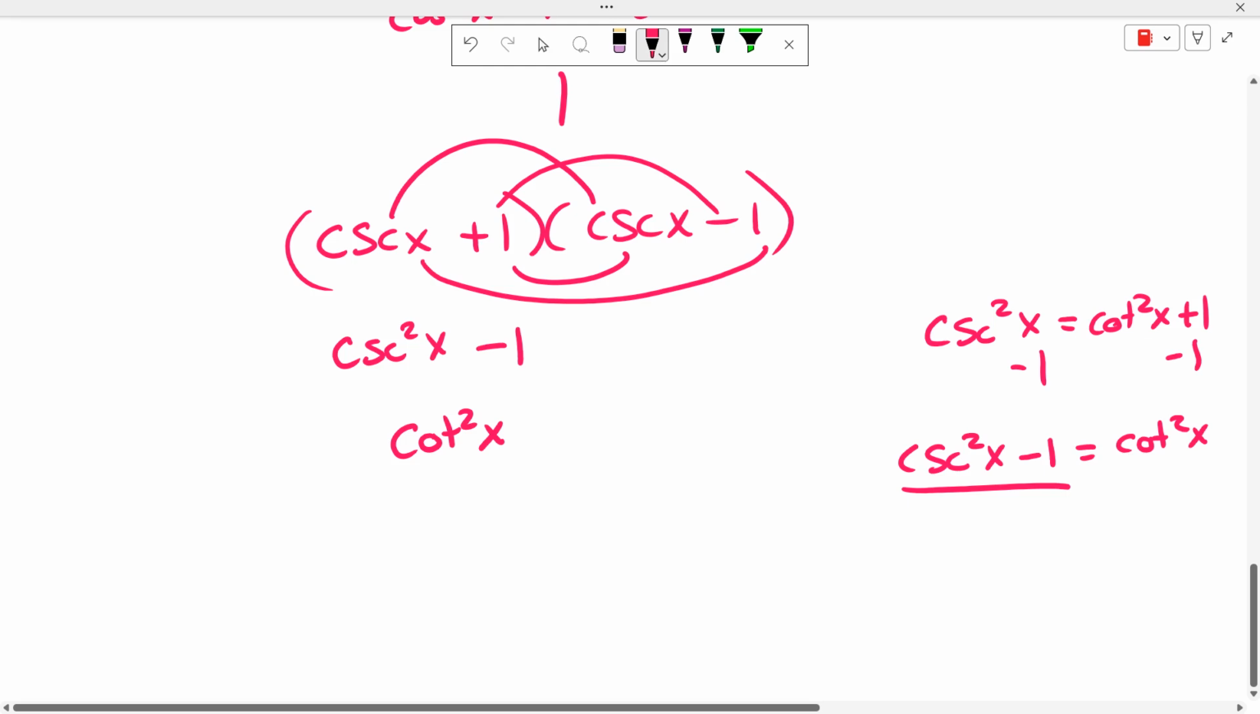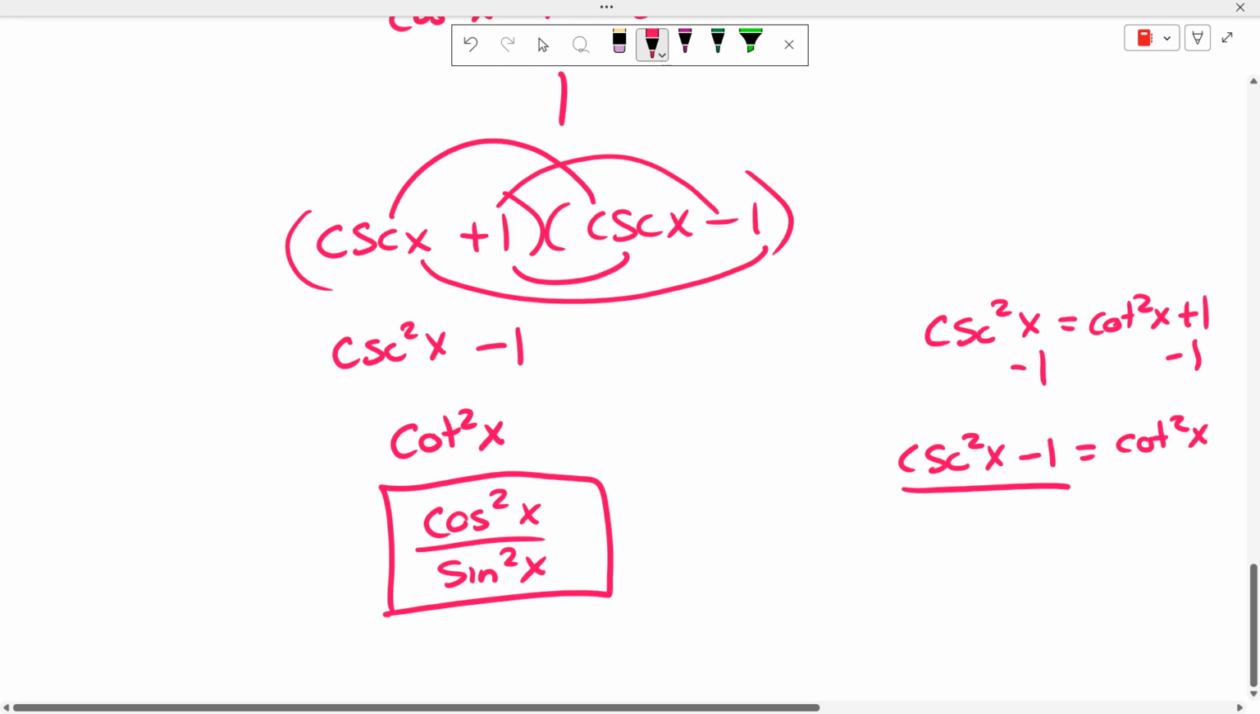Now, if I tell you to write in terms of sines and cosines, then there's just one more step. What's your last step? What is cotangent the same as? So it would be cosine squared of x over sine squared of x. And that is now written in terms of sines and cosines, and that is what it would be equal to.